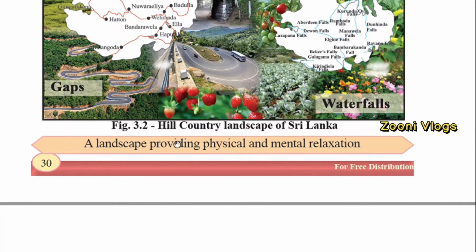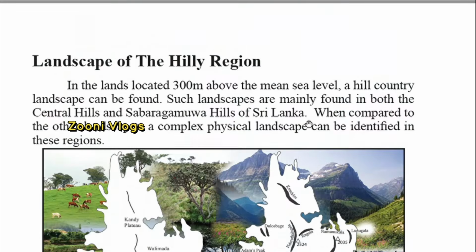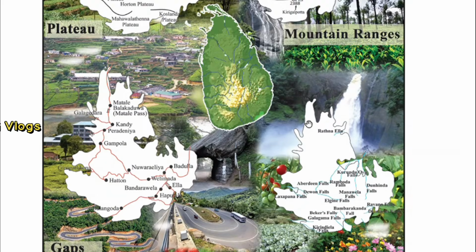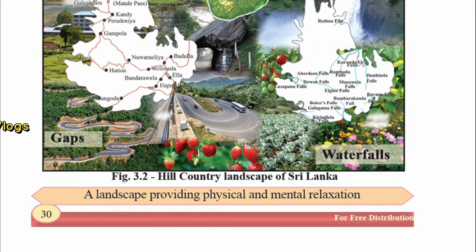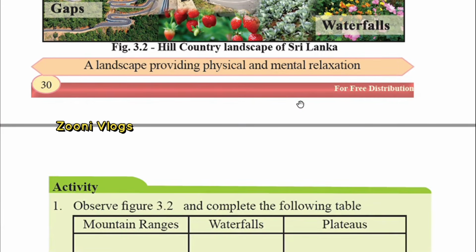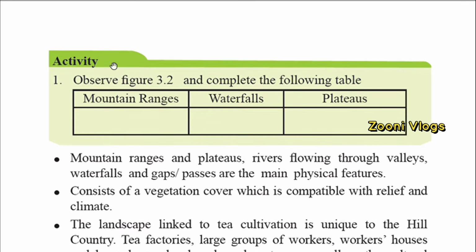Okay, now here the hill country landscape of Sri Lanka. We can see each and everything while we are doing our lesson. Now you just go through the picture and think about the landscapes and the diversity. Each and every area is showing a diversity. So you just observe this map. Now here, a landscape providing physical and mental relaxation. Now here you can find this as an activity.